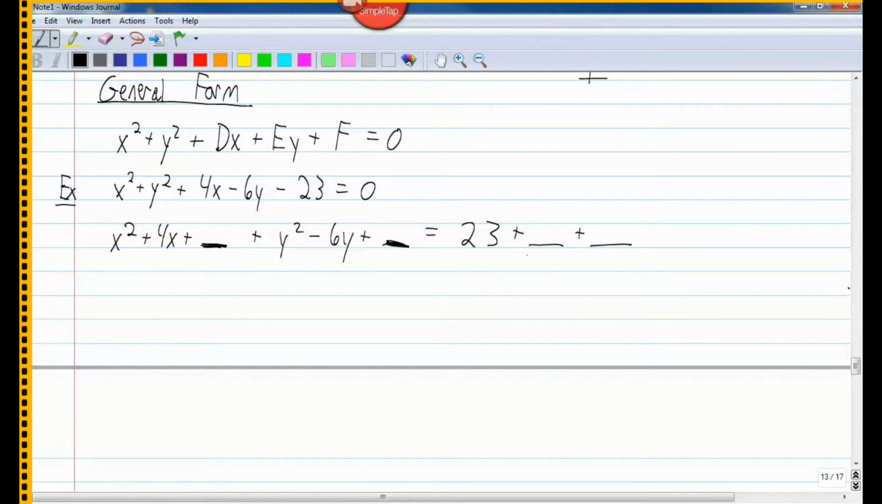Alright, so first, remember what you put in the blank. You take half of what's in front of x and square it. So half of 4 is 2. 2 squared is 4. If you add 4 to the left side of the equation, you have to add 4 to the right side of the equation. Alright, now we do the same thing for the y's. Half of what's in front of the y is 3. 3 squared is 9. So I'm adding 9 on the left side. I have to add 9 on the right side.